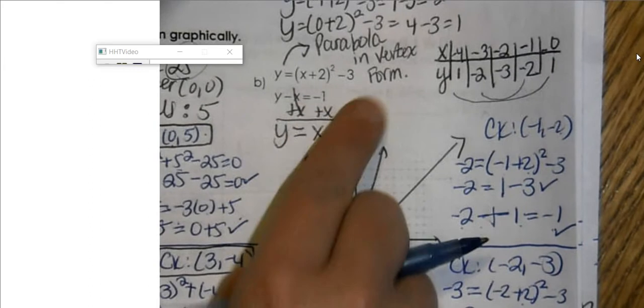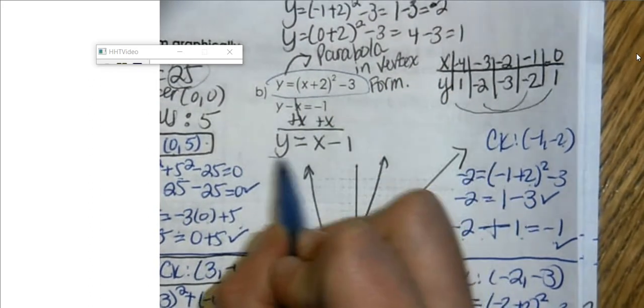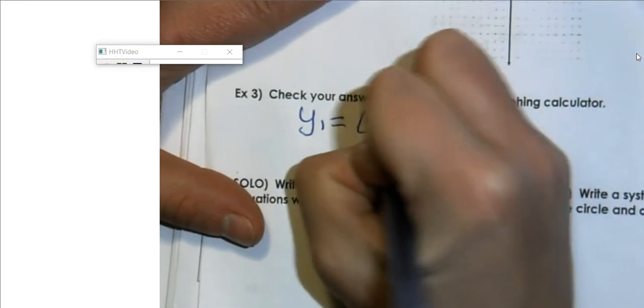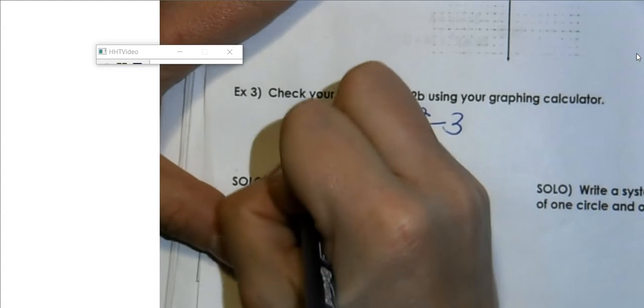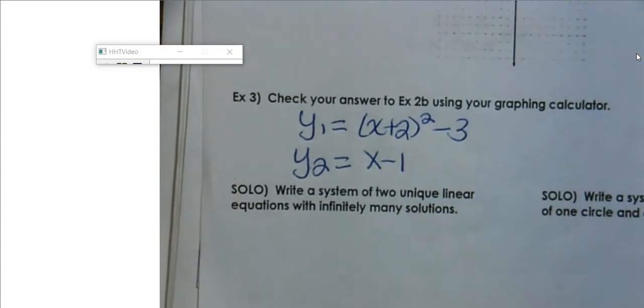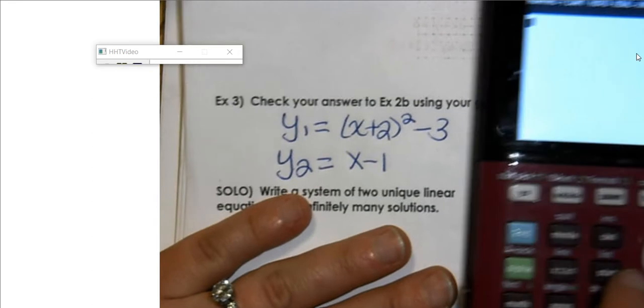Looking at our 2 equations, we're going to use our equations in their y equals format. So in our calculator, we're going to let y sub 1 equal (x + 2) squared minus 3, and we're going to let y sub 2 equal x minus 1. Whenever you input into a graphing calculator, you need your equations to be in a y equals format.